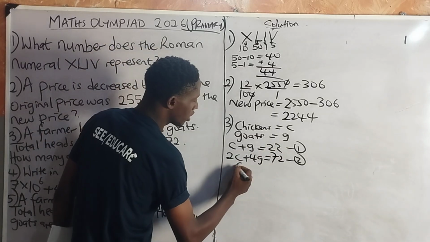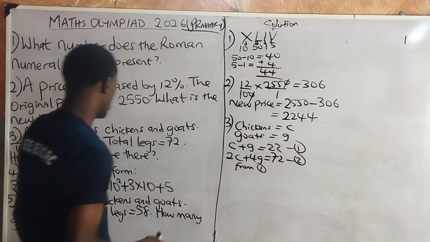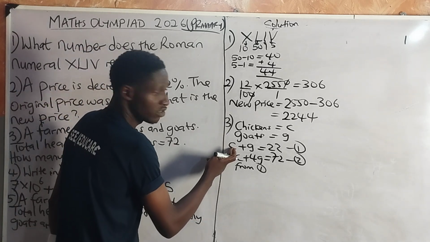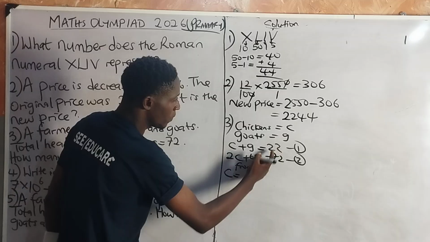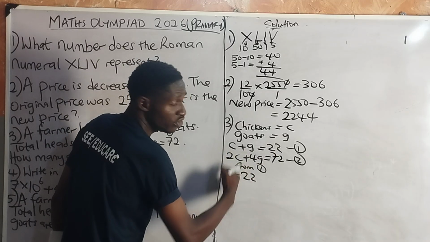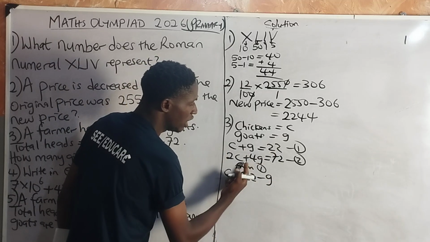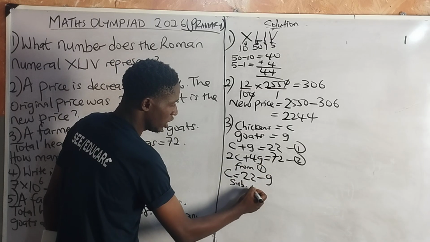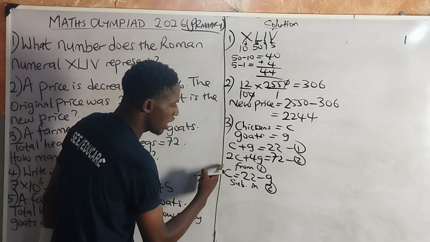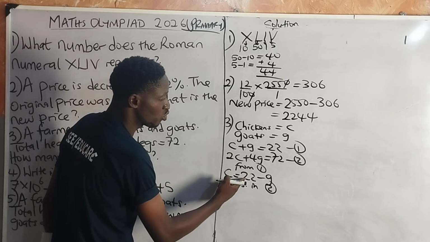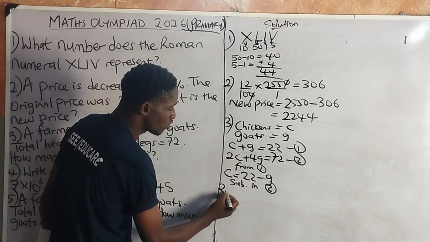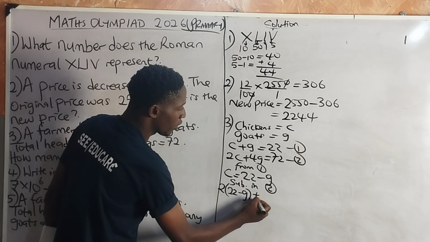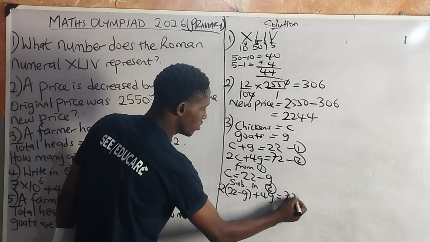From equation 1, we are told to find how many goats there are. Let's make C the subject. C is equal to 22, and when plus G goes to the other side it is minus G. Let's substitute in equation 2. Anywhere I see C, I'll replace it with 22 minus G. So I have 2 brackets, 22 minus G, plus 4G is equal to 72.